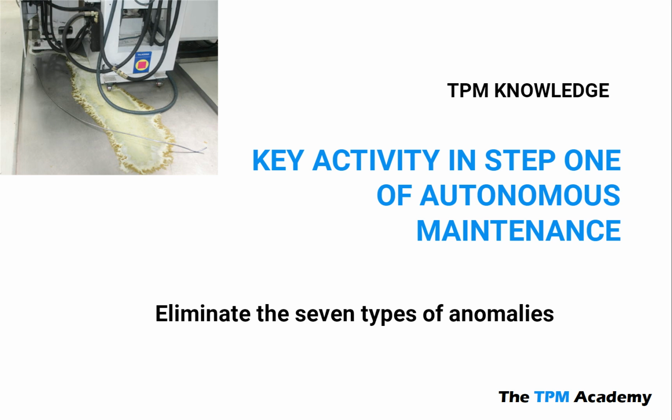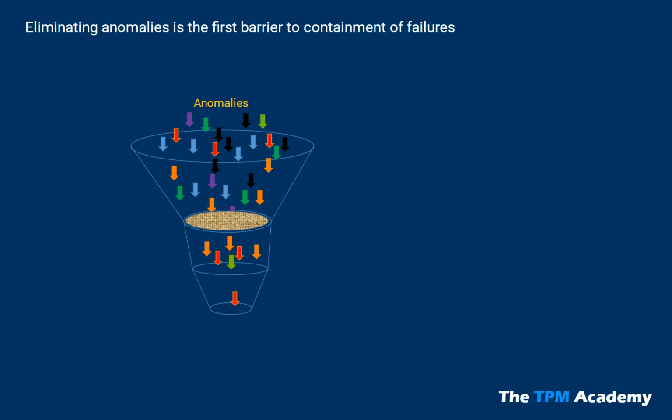This lesson introduces the 7 types of anomalies recommended by JIPM experts. Standardizing anomalies into categories simplifies training of operators, recording their information, and managing the planned activities for their complete elimination. Improving the reliability of equipment and facilities begins with the elimination of anomalies, a critical activity often overlooked.